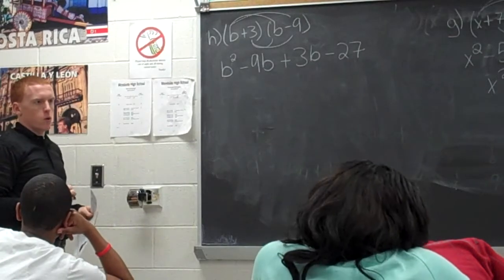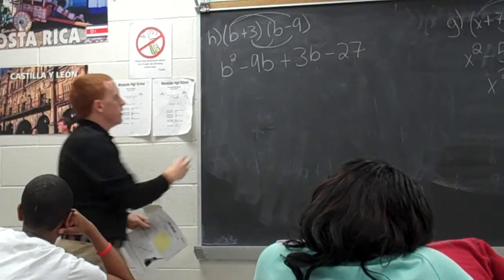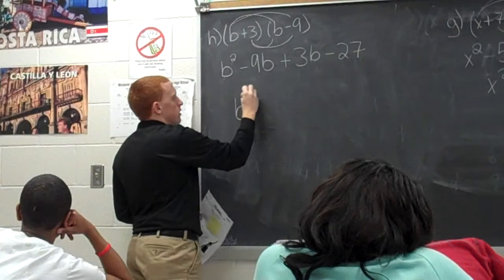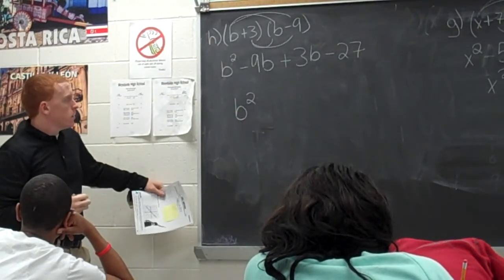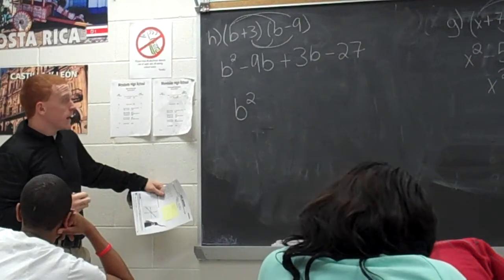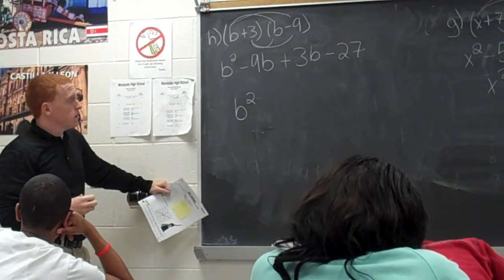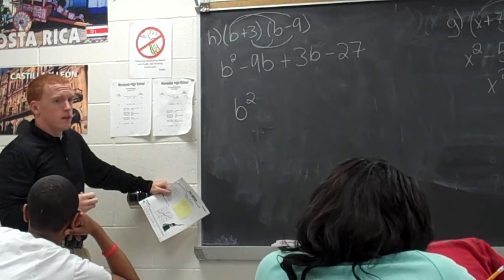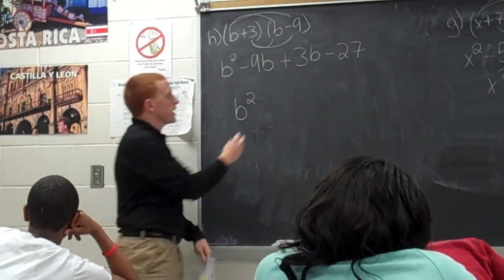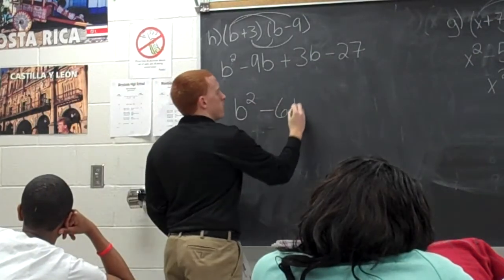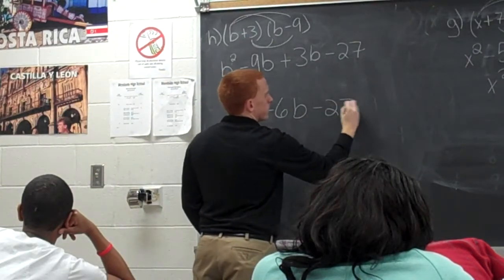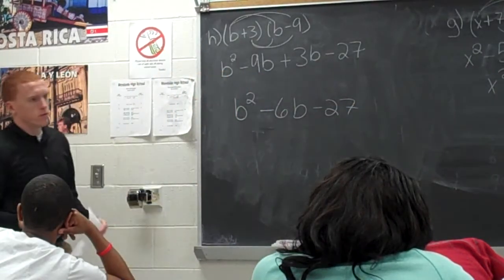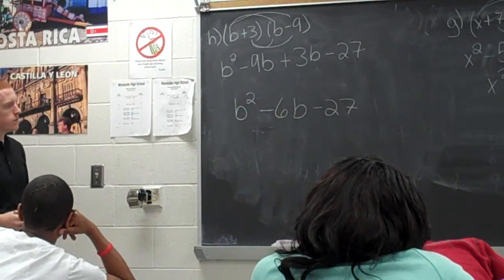Okay, so what does that leave me with? I see b squared is by itself. Looks like I'm going to add these middle terms again. Negative 5b, negative 6b, I think negative 6, negative 6b, minus 27. In standard form? No. Looks good.